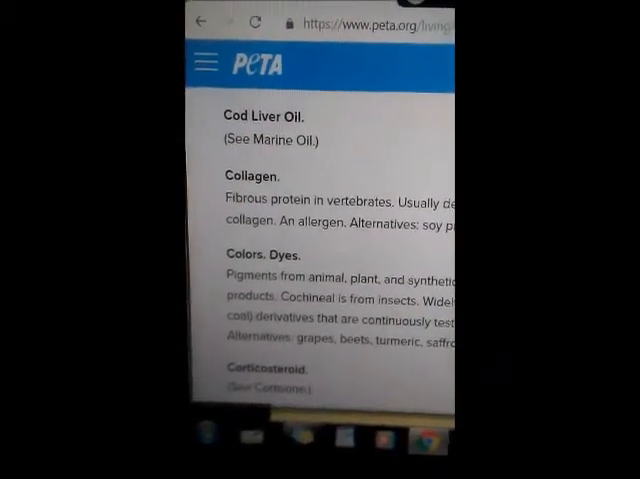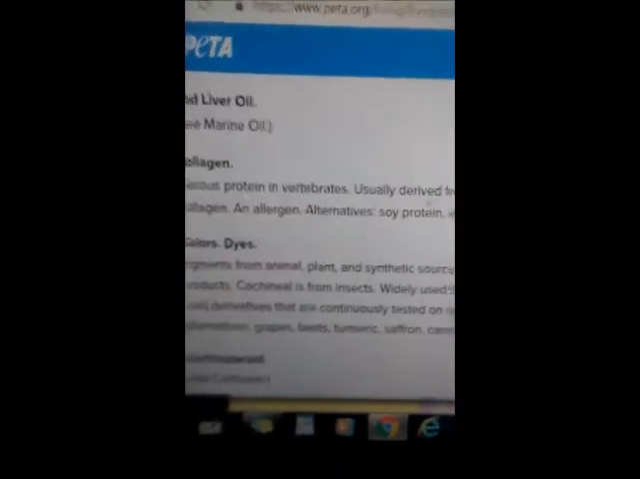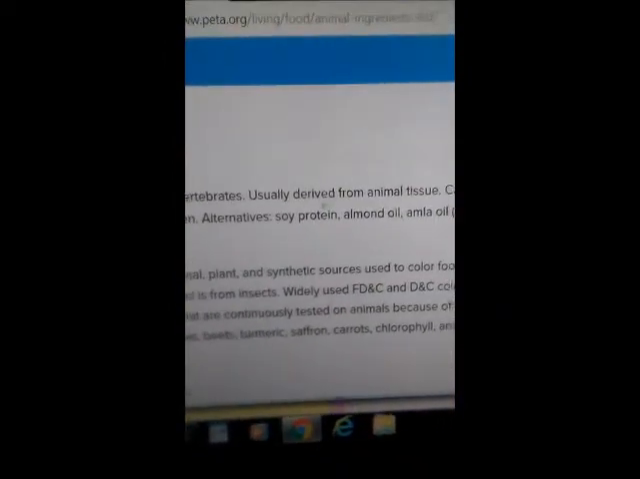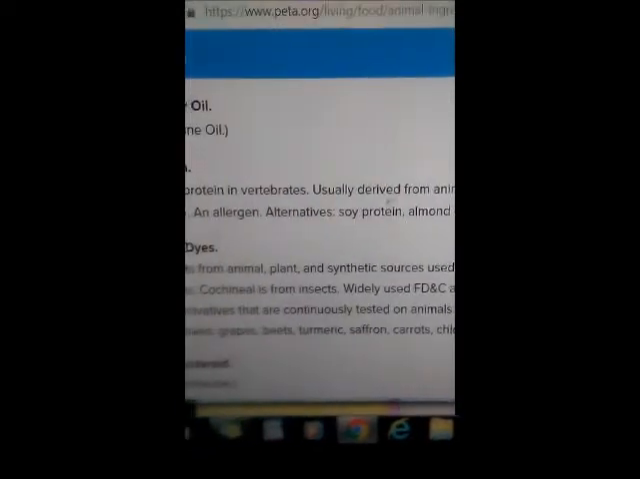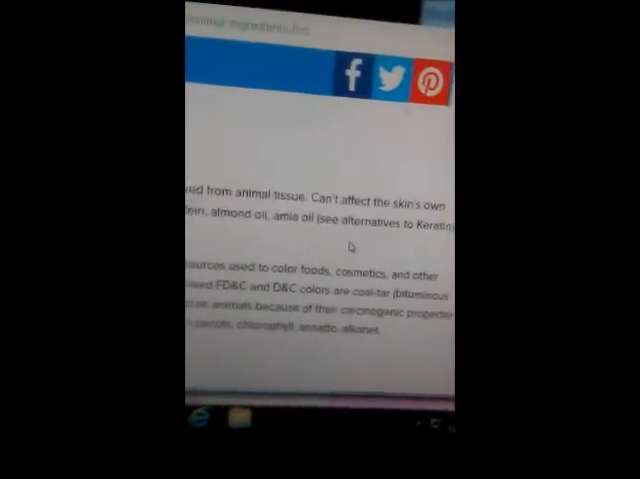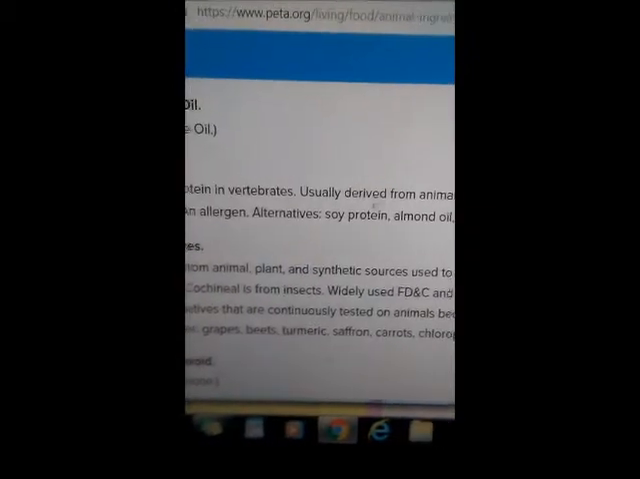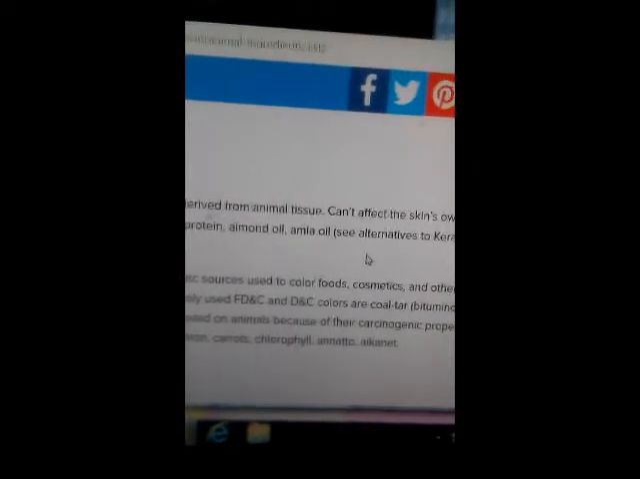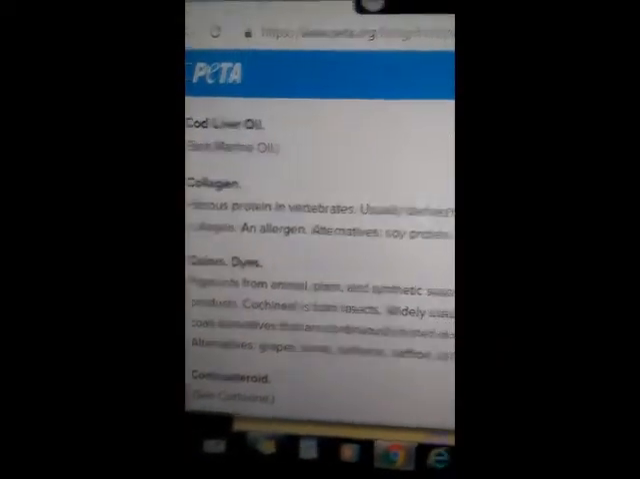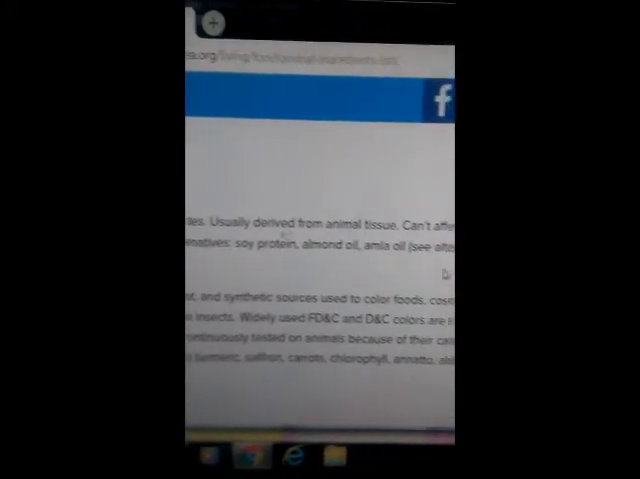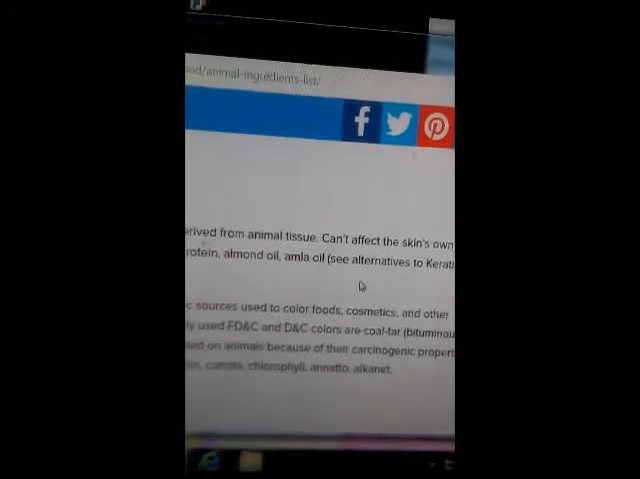Okay, we've got colors and dyes. Pigments from animal, plant, and synthetic sources used to color foods, cosmetics, and other products. Cochineal is from insects. Widely used FD&C and D&C colors are coal tar derivatives that are continuously tested on animals because of their carcinogenic properties. Alternatives: grapes, beets, turmeric, saffron, carrots, chlorophyll, annatto, alkanet.